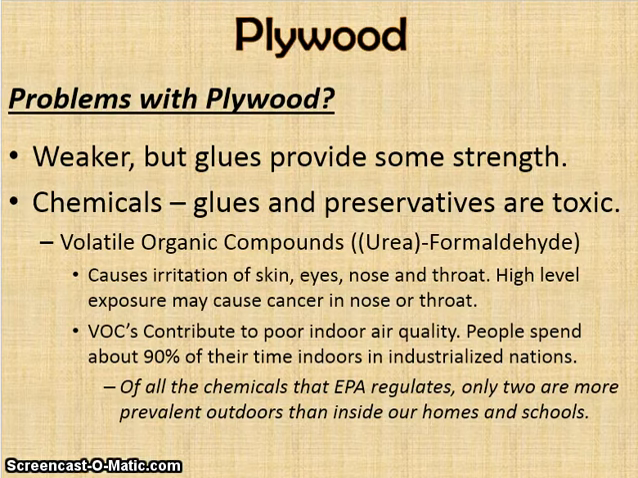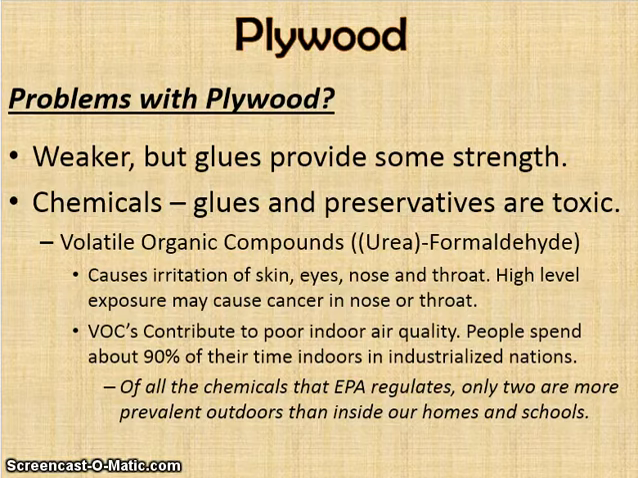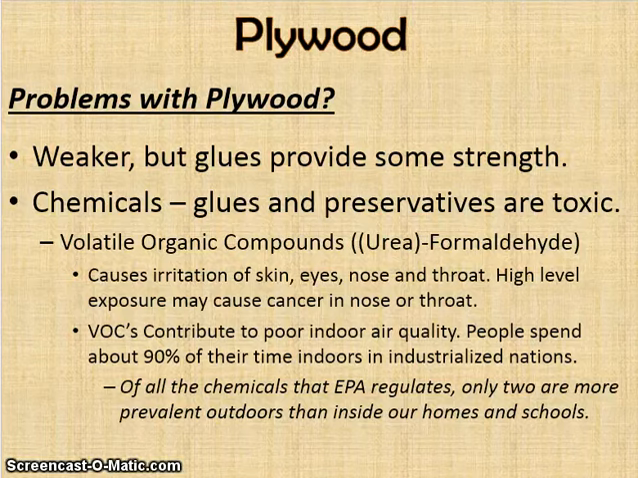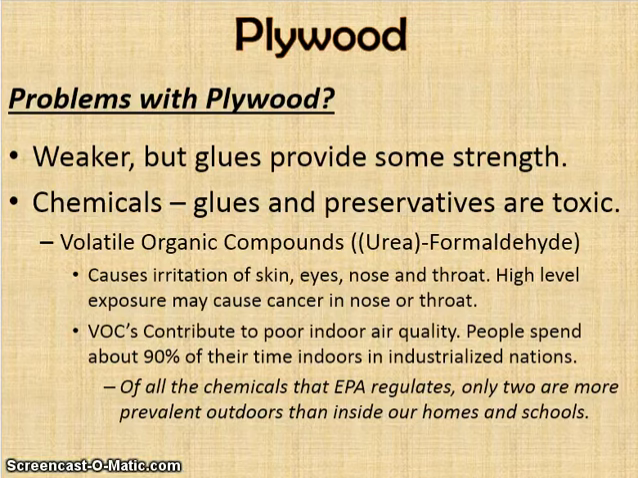VOCs are ubiquitous in our indoor environments. They are emitted from the building materials and also from other indoor items like furniture, picture frames, shelving, etc. This is of major concern for public health because people in industrialized nations, like the US, spend about 90% of their time indoors. The US Environmental Protection Agency monitors a number of chemicals that we come in contact with, and all except 2 of them are more prevalent inside homes and schools, which is where we spend most of our time, than outside. This has been known for decades.